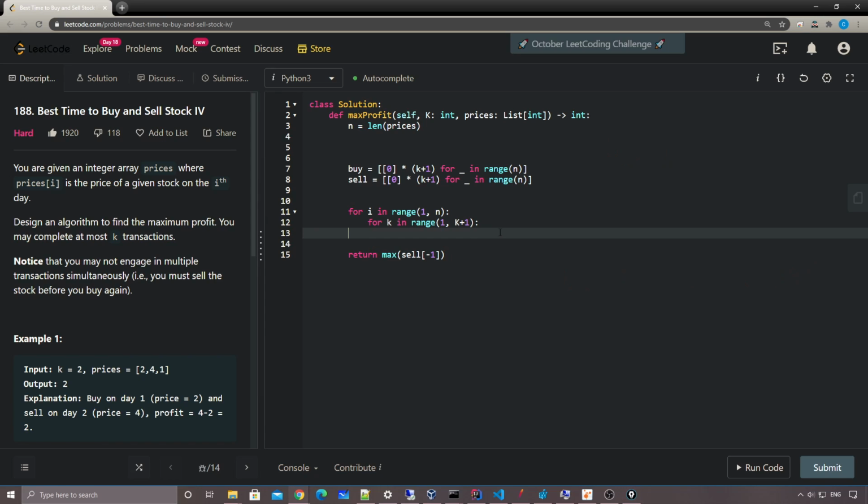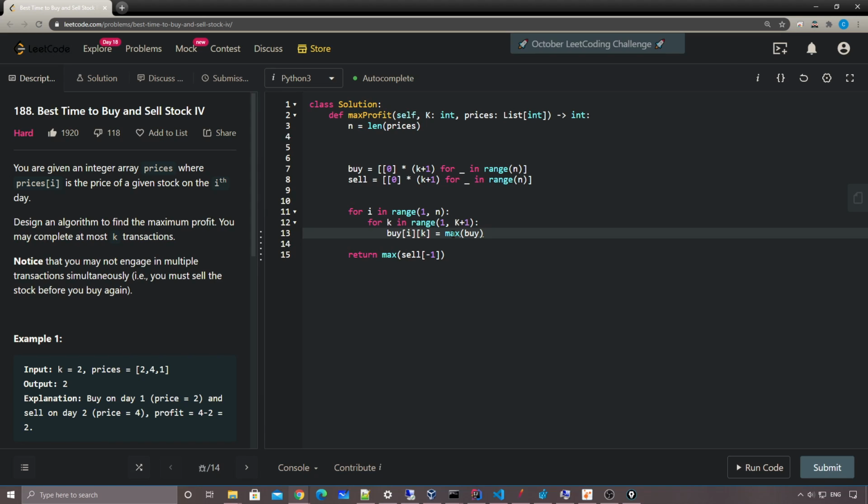So the state transition functions are pretty similar to all the other buy and sell stock problems. The only difference is that we are having a K here, right? So basically, for each of the buy here, we have two options. We either buy the current stock or we don't buy the current stock. So the first one is always that we don't buy the current stock, right?